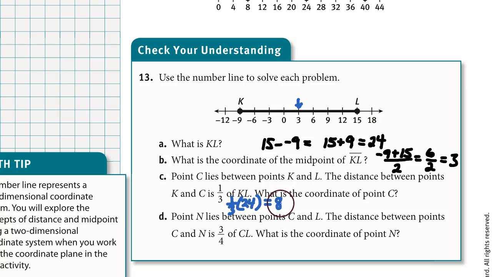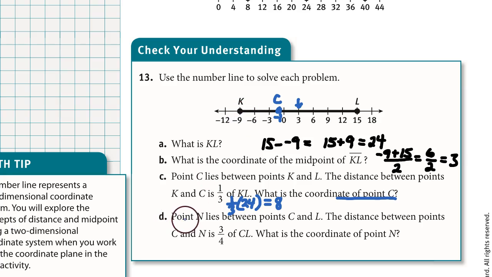So knowing that that answer is 8 will allow us to find the coordinate of point C. So if we start at K and we go 8 units across the segment, what number would we end up at? We would end up right there at -1. And there's point C, located at -1, because it's 8 units away from -9.